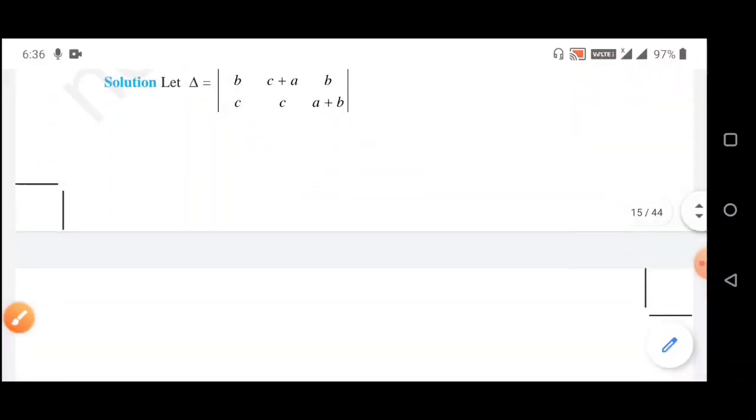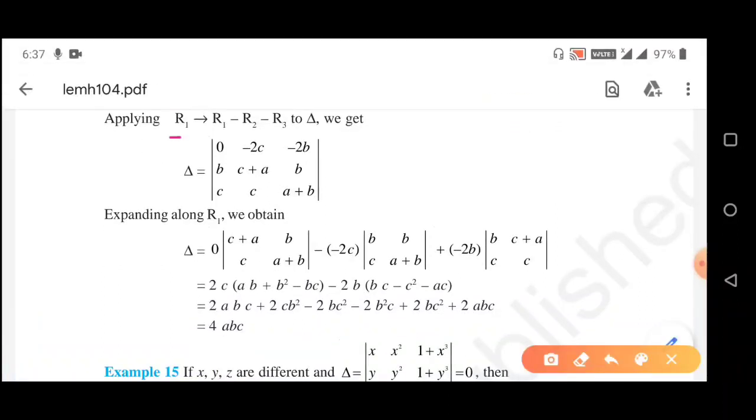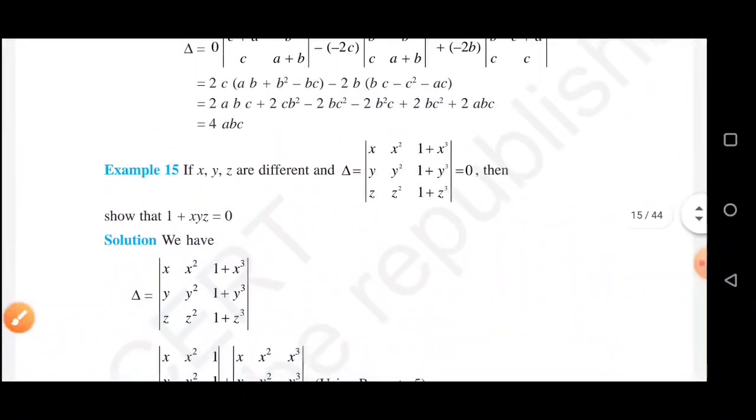So let's see the solution. So here they have done row 1 minus row 2 minus row 3. So this element is 0. Now they have expanded the determinant along row 1. So the answer is 4abc. The next question, example 15.